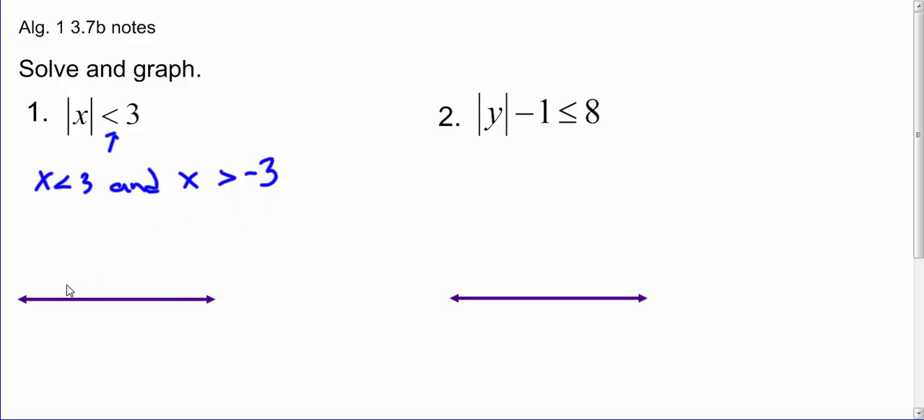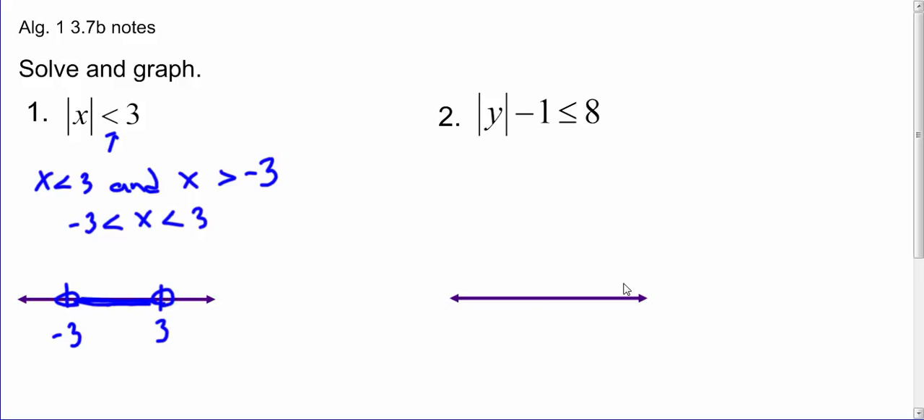I'm going to mark the two key points on the graph. There's negative 3. There's positive 3. It's open circles at both places, and we connect. By the way, you could have written this as a compound inequality without the word and. You could have just written it as negative 3 less than x less than 3. That would be a great way to write your answer.